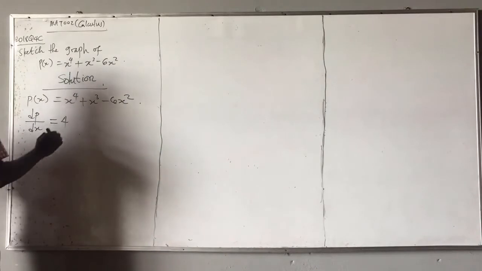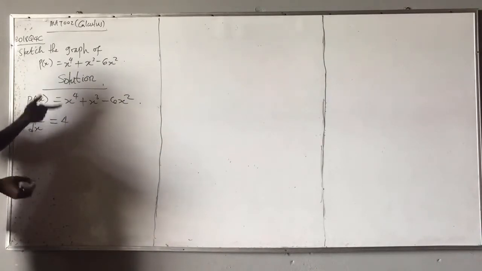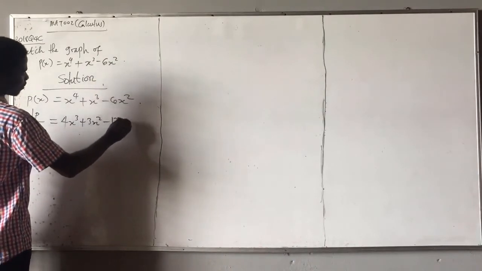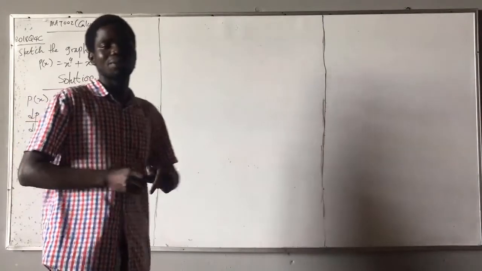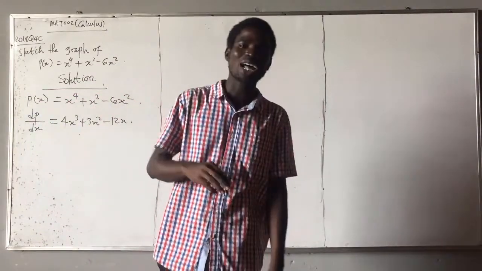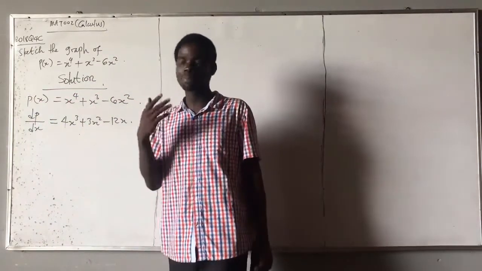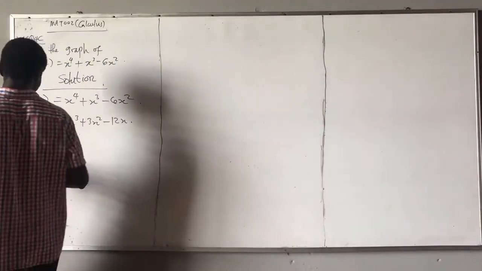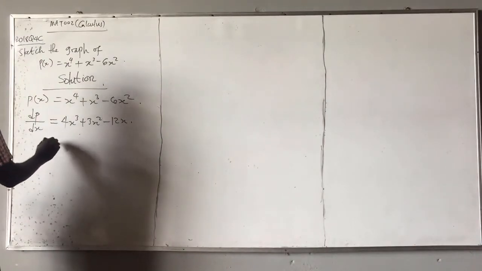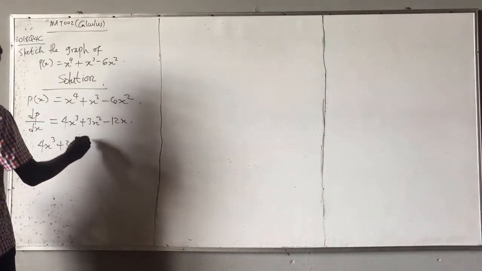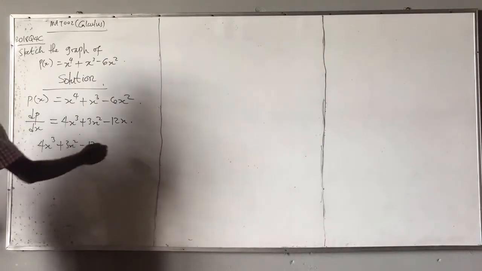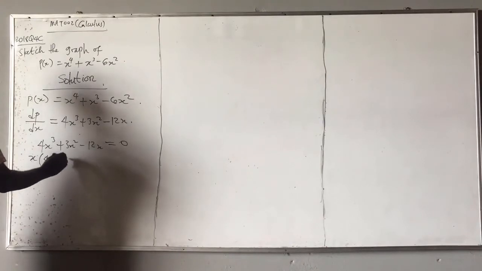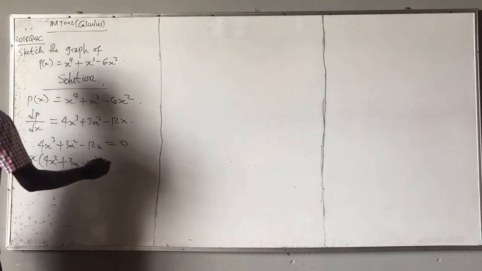Differentiate P(x): P'(x) is equal to 4x raised to power 3 plus 3x squared minus 12x. Don't forget the power will come down, then subtract 1 from the power. Don't forget, at the turning point, either at maximum or minimum point, or at local maximum or at local minimum point, dy/dx is always 0. Equate this to 0 first: 4x raised to power 3 plus 3x squared minus 12x equal what? 0. Factorize this, you are left with x(4x squared plus 3x minus 12) equal to 0.